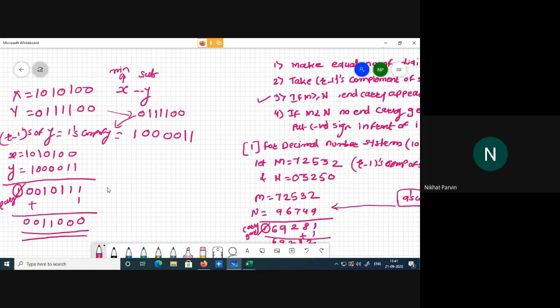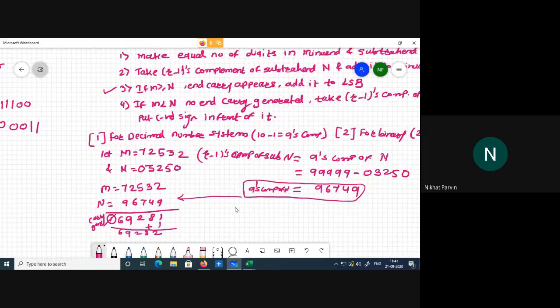So this is how we perform subtraction using addition with the help of complements. And the complement used is the diminished radix complement, that is, r minus 1's complement. You can do the reverse, like y minus x, or n minus m, as practice. Hope you understand. In the next class we will see the topic called binary codes. Till then, thank you very much.